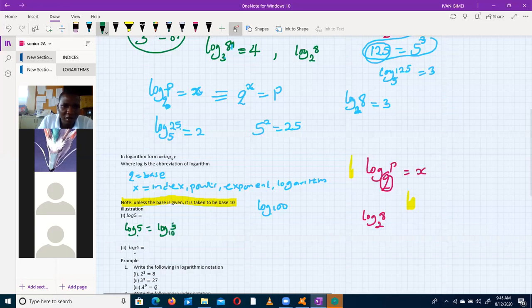Even this one, log of 4. Log of 4 is the same as log of 4 to base 10. So whenever I find a log and the base has not been indicated, just know that you're dealing with a decimal base. Is that clear? Is that okay?